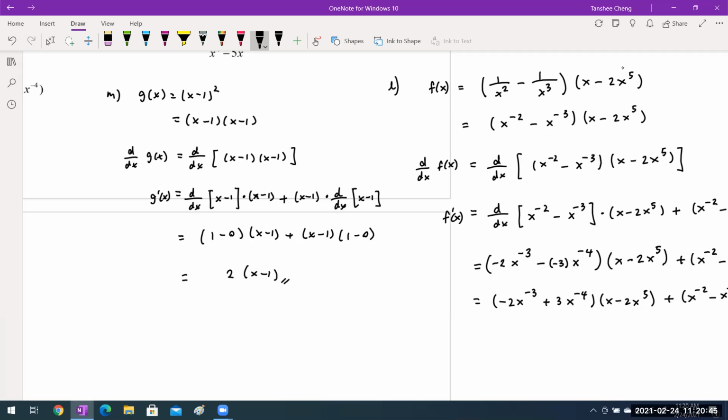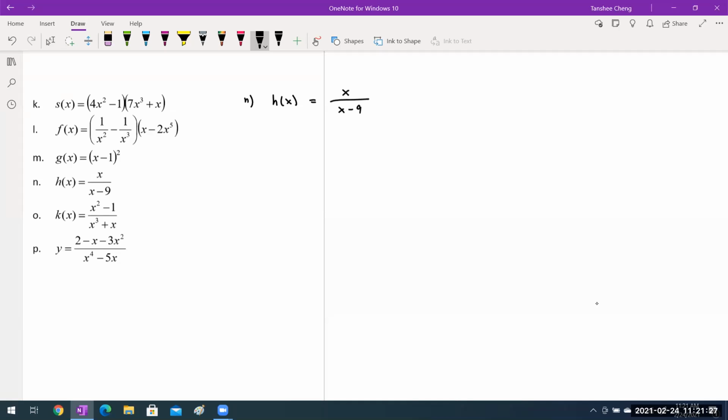Now, let's take a look at example N. Example N is a quotient. The function is a rational function, so we're going to have to use the quotient formula. The quotient formula basically says that we're going to look at the numerator as a function and the denominator as a function.